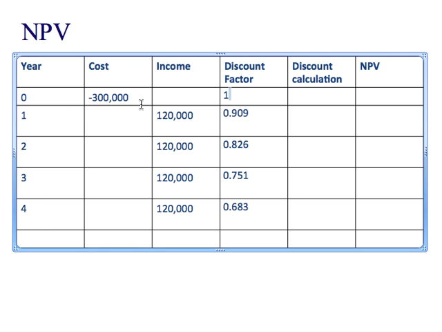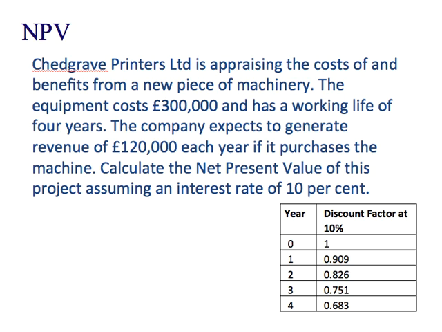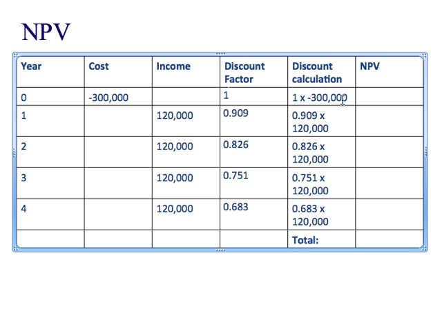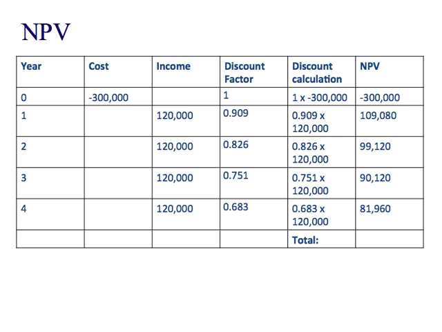So we know 300,000 is going to go out as the initial investment, and then the income's going to be that for each one of the 4 years. But we've got the discount factor here that I've just taken off the discount table. So what you do is you times that number by that, and you get the discount calculation, and it should give you the net present value as well. And we've got income times that number, and what we get is the net present value. And then if we add all of those up, we should get that as the net present value.